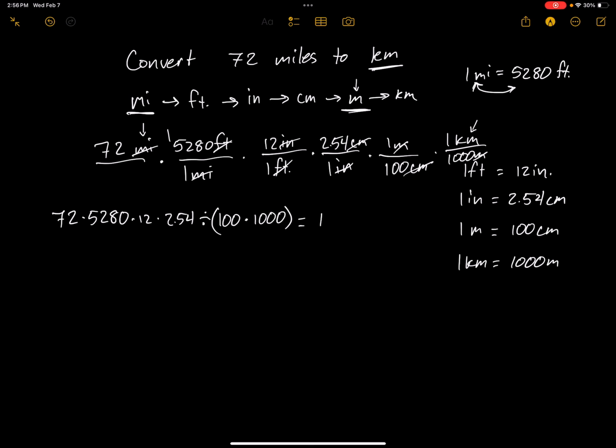So I'm going to plug that all into my calculator and get a number for us real quick. And I got 115.9. And this is kilometers, because that's the only unit that didn't cancel off, right? So I have successfully now converted from miles to kilometers.